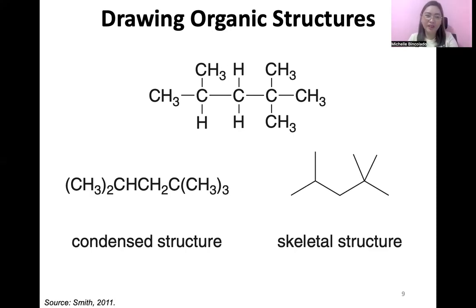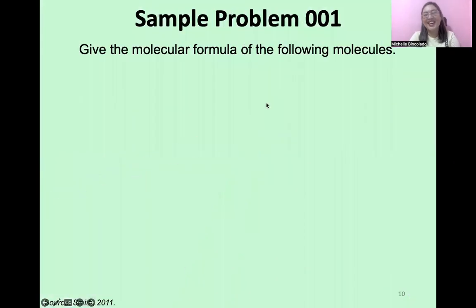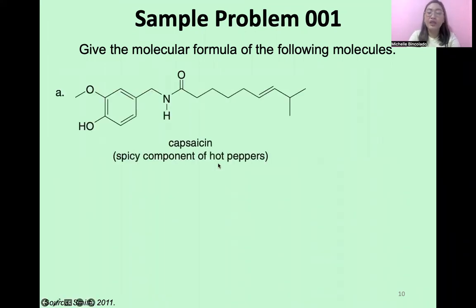Guys, in the next slide, meron tayong dalawang molecules na naka-skeletal structure. So we will determine, okay, through our first sample problem, if you know how to detect how many carbons, how many hydrogens given a particular structure. Ayan. So here's our first sample problem. Baka kala nyo, sa organic chem, walang sample problem. Meron din, guys, pero hindi nga lang mathematical yung nature. Okay? So give the molecular formula of the following molecules. Here's our first one. This compound is known as capsaicin, which is the spicy component of hot peppers.